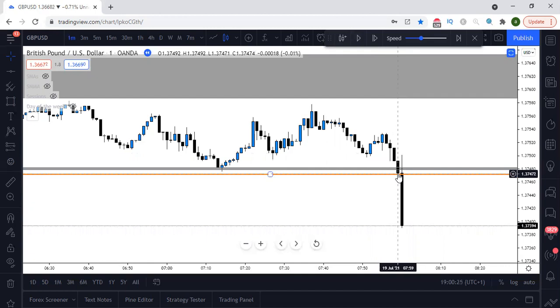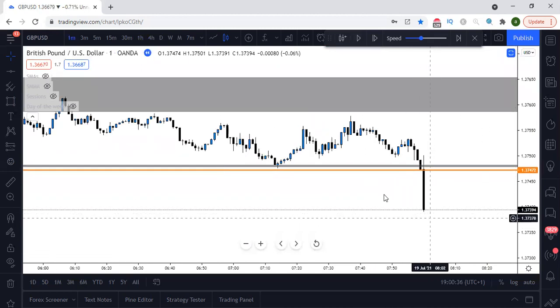This was way too quick. It went up a little bit and then it just dropped down. Let's see how many pips. 7 pips. You got 7 pips. So I was trading around then.